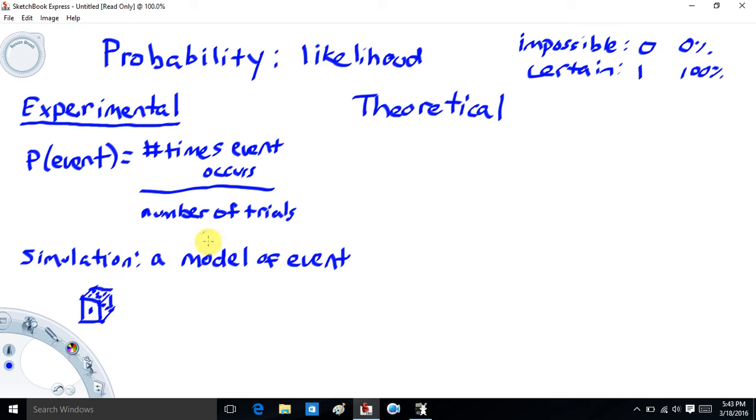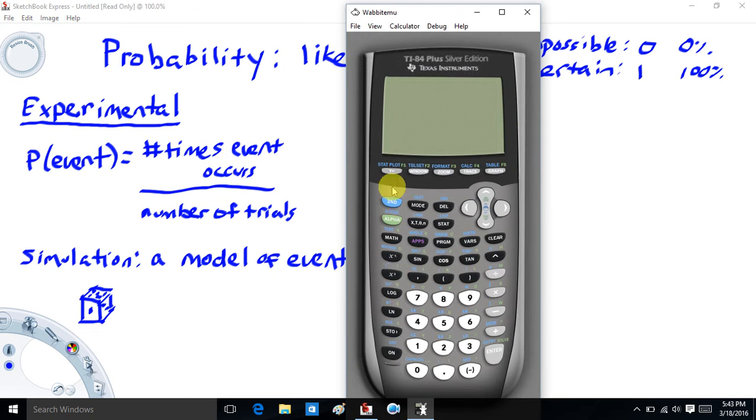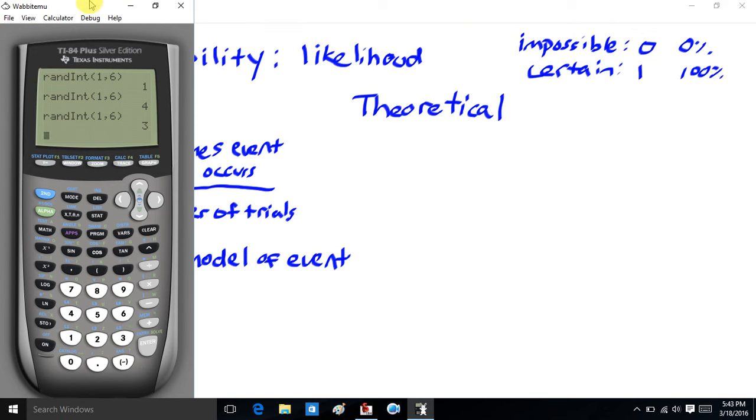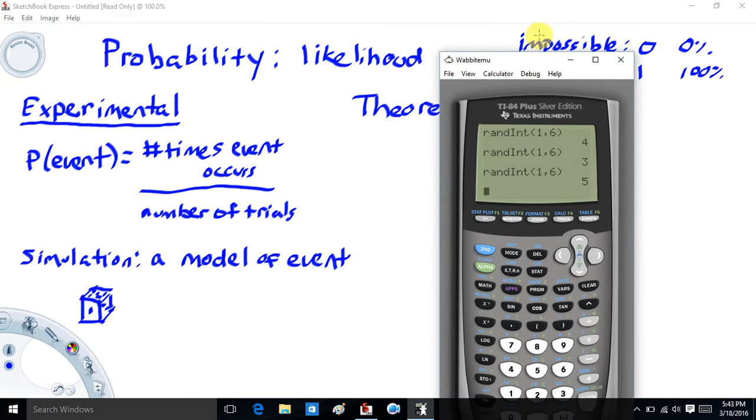So why don't we get our calculator? Okay. So the function I'm using is called random int. It generates a random integer between 1 and 6 inclusive, and each integer is equally likely. So this would be an example of simulating rolling a 6-sided dice. So let's just say we rolled it one time. We got a 5.